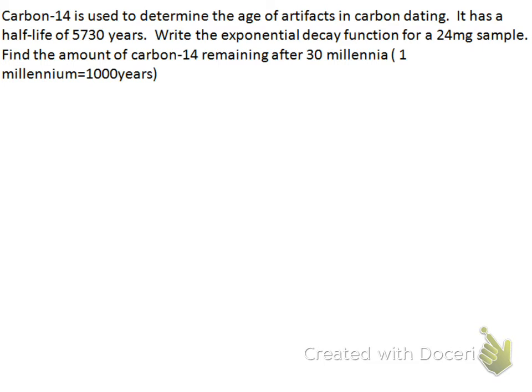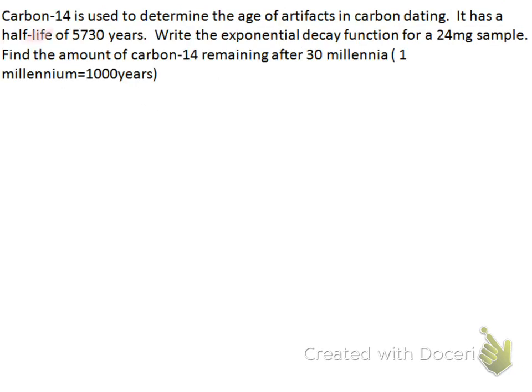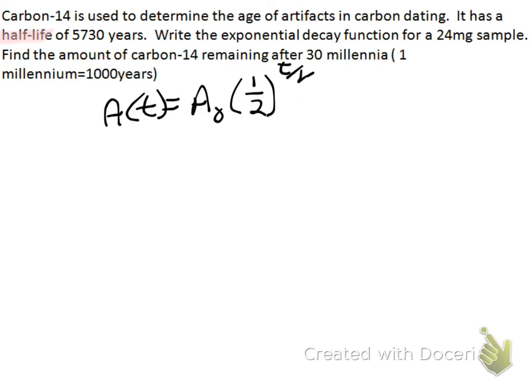All right, so first off, looking at this, I need to figure out what equation I'm using. Well, I see my keyword here. My keyword is half-life. So I'm going to be using the half-life function. The half-life function is A of T equals A naught, my initial amount, times 1/2 to the T divided by K, where T is the amount of time that has passed and K is your half-life in years.